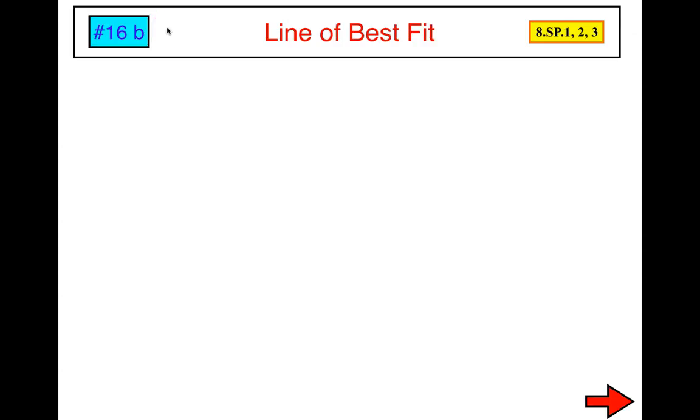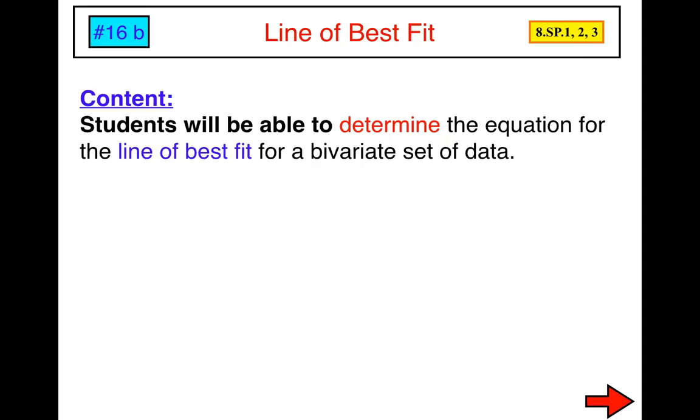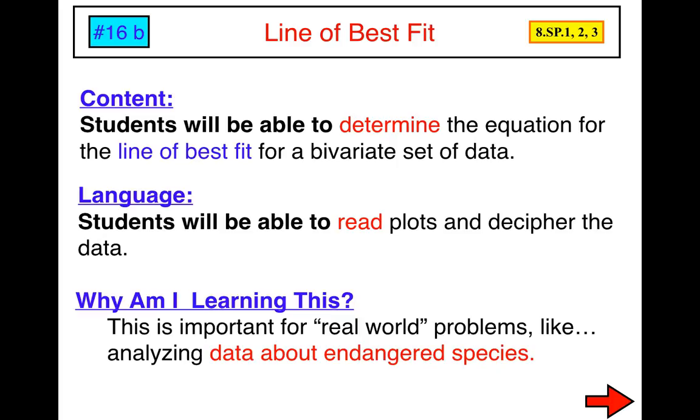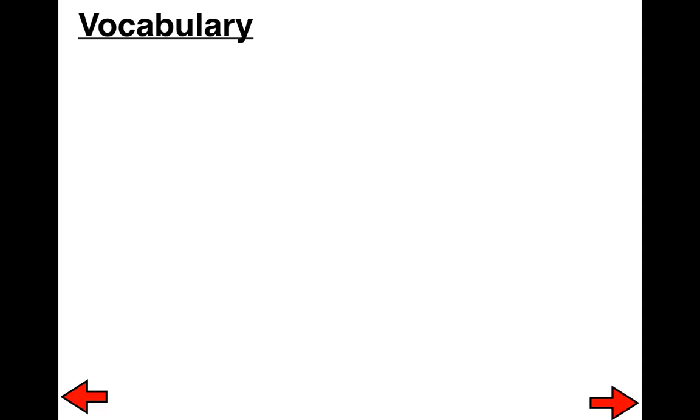Okay, so today we're going to be going over the line of best fit. Content objective is students will be able to determine the equation for the line of best fit for a bivariate set of data. Our language objective is students will be able to read plots and decipher the data. And last but not least, why am I learning this? Well, it's important for real-world problems like analyzing data about endangered species.